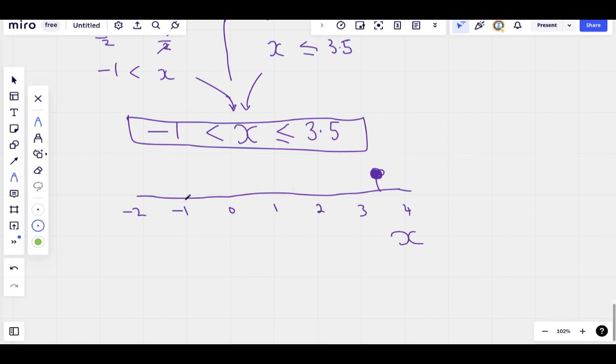And then negative 1 is greater than negative 1, but it's less than 3.5. So you just join them together like this. If it's a double inequality, we just join them together like this. Finish. Okay, for double inequality.